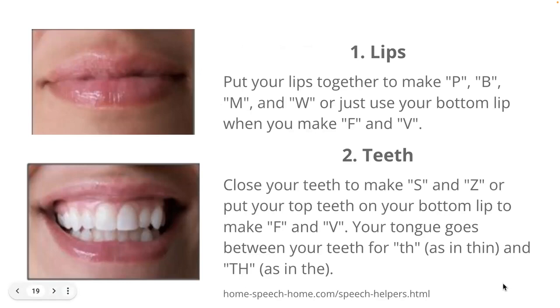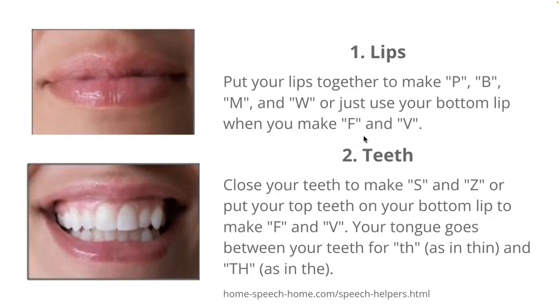So this is a great tool. I found there's a website called homespeechhome.com. They have a lot of good resources, but it can help to have your students understand how their mouth and lungs work to make sounds. So for lips, we can practice putting our lips together to make the p, b, and w sounds, or we just use the bottom lip when we make the f and v sounds.